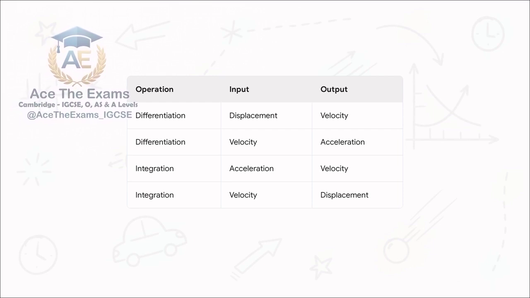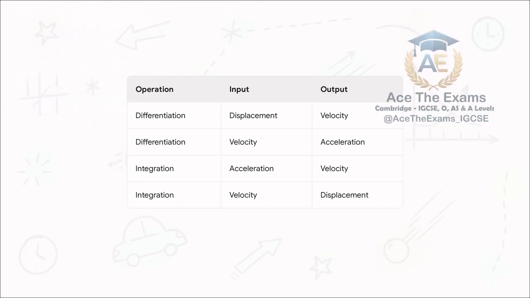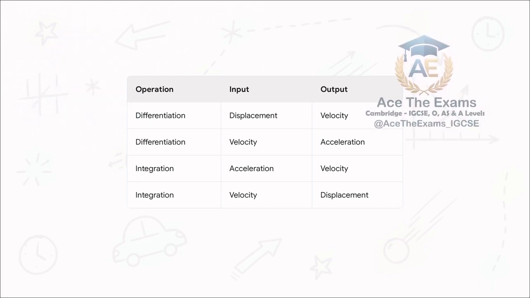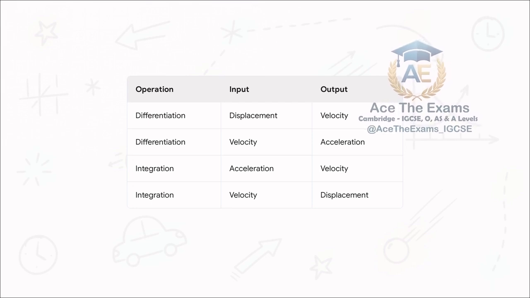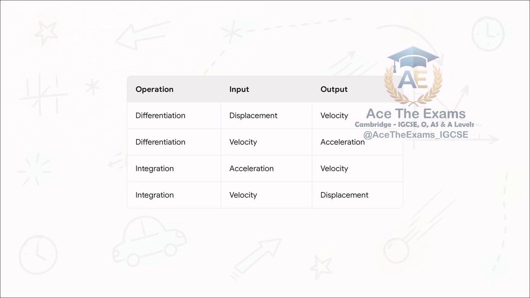Boom, done. But what if the command word was find displacement? Well, you look at the flow, you know integration is required, and you immediately remember you'll need to solve for c, the constant of integration, using your initial conditions. This flow is your ultimate cheat sheet. Keep it locked in your mind.